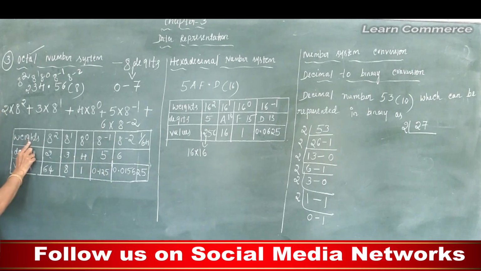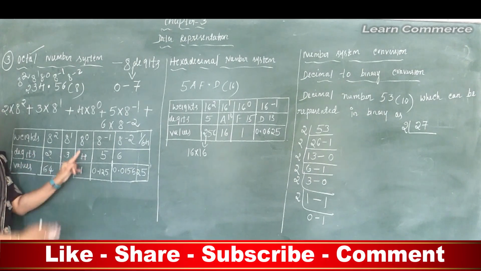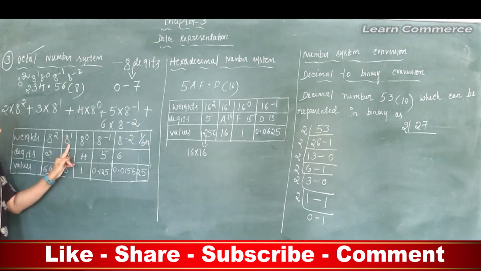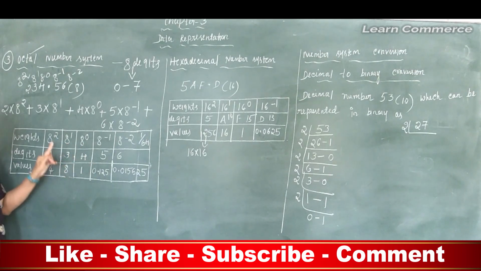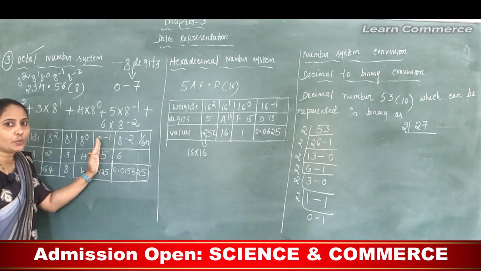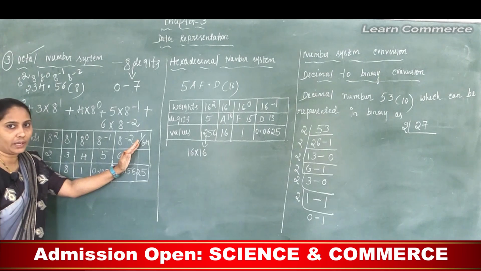234.56, and the weight value, as we know, shows the weightage of the positional value, correct, no? So we know that before the fractional point, the positive positional values are 8 to the power of 0, 8 to the power of 1, and 8 to the power of 2, and after the fractional point the negative positional values are 8 to the power of minus 1, 8 to the power of minus 2, correct, no?